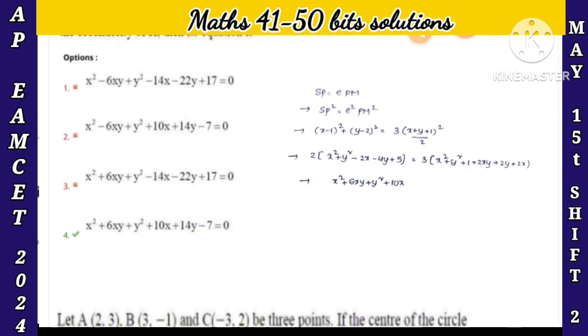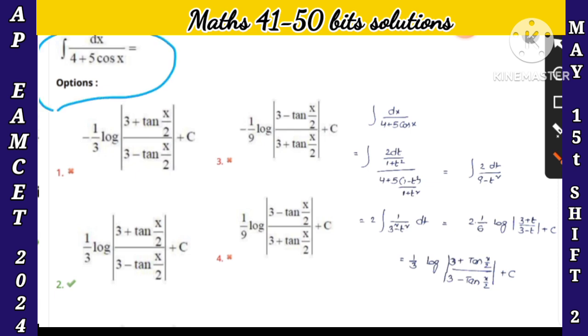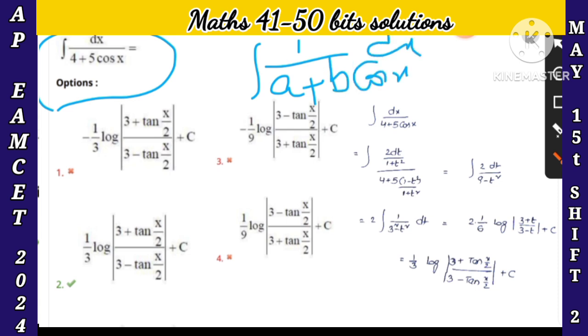The first one, integral dx by 4 plus 5 cos x. Very easy question, direct type. So integral 1 by a plus b cos x method. How to solve this question? Simply replacing the values into dx. What are the values here?